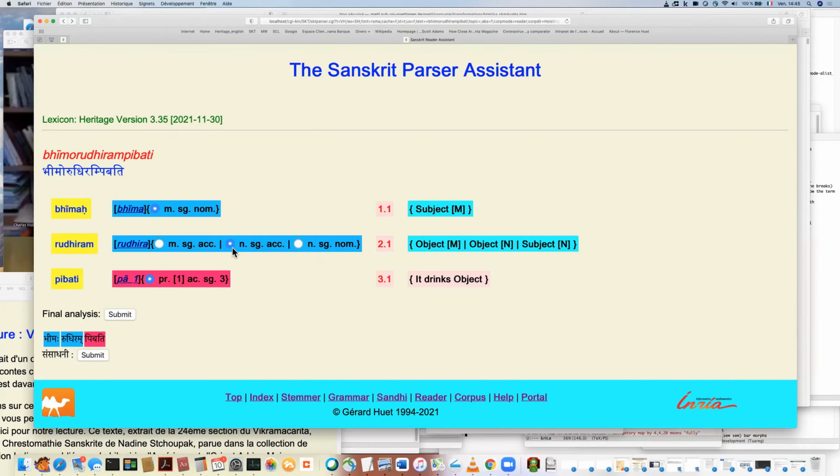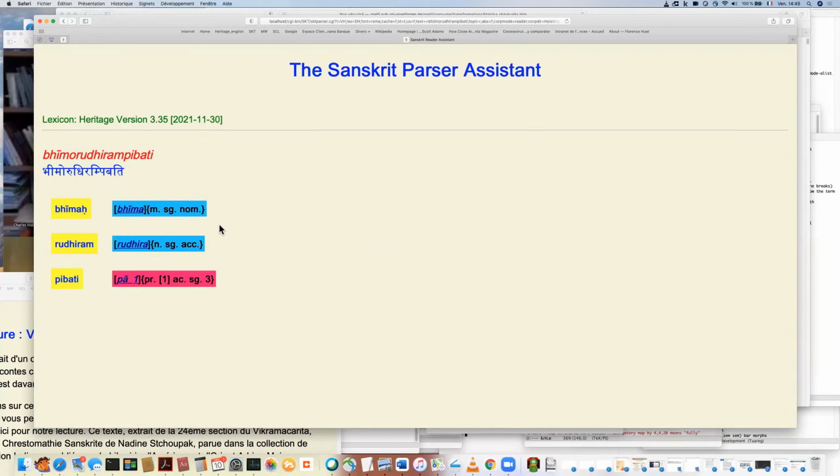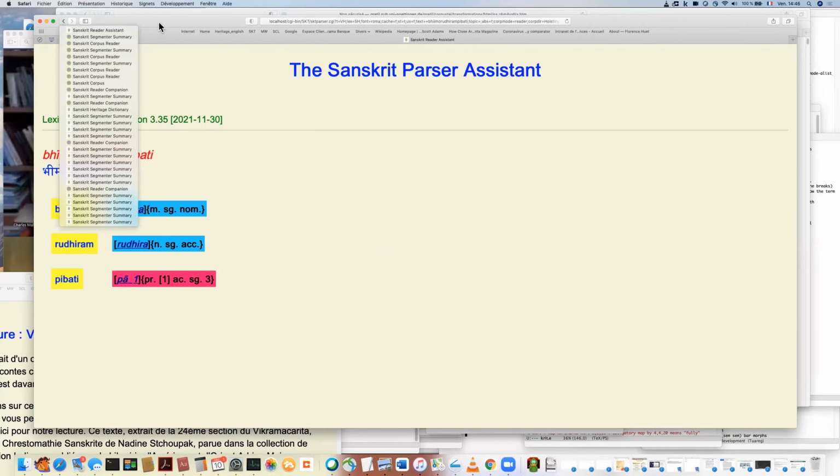So here, in French, it corresponds to the role. It's either the subject in neuter or object in neuter or masculine. So this is the only selection I need to do. And now, if I submit, then I have the unique Padapata with a unique tag. So this is the final analysis. Can you go back to the previous screen, please? Just one slide back, previous screen.